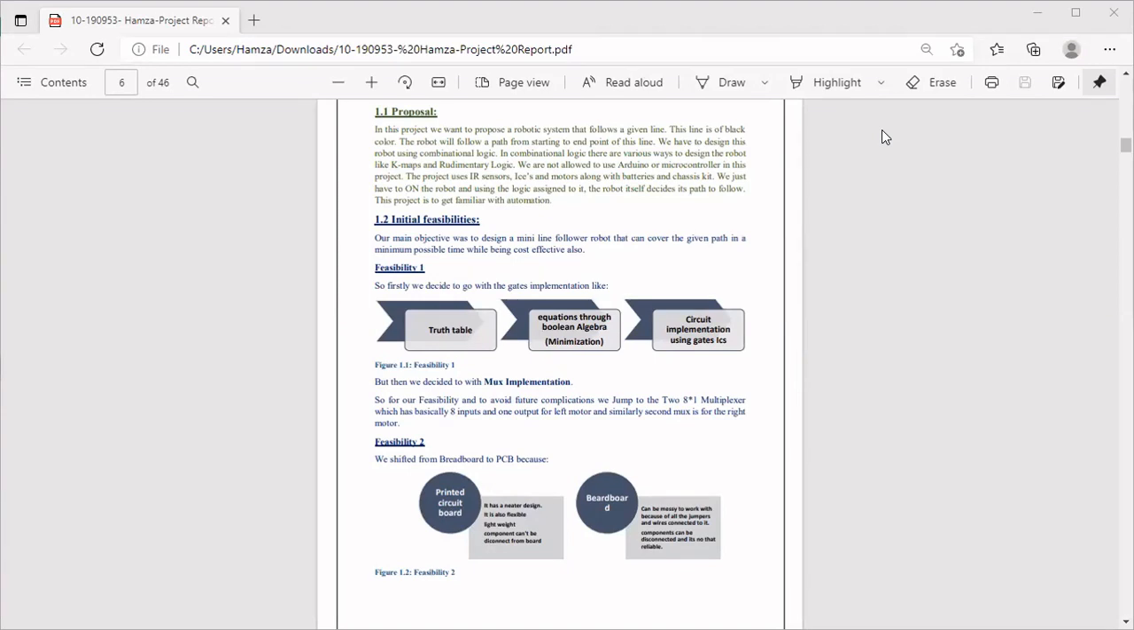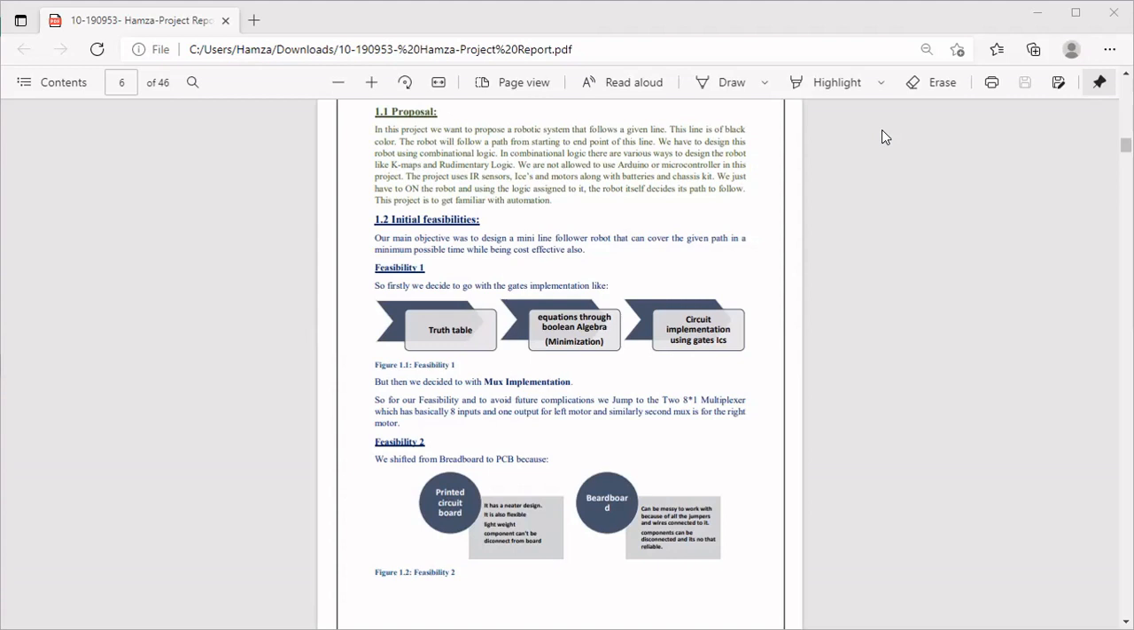But in this robotic system, we are given some restrictions, like we cannot use Arduino or any other microcontroller in this project. We are asked to design this robotic system using combinational logic. Now, further in combinational logic, there are various ways to design this robotic system, like K-maps and rudimentary logic. First, we designed this robotic system using K-maps, but in K-maps, the circuit becomes very complex.